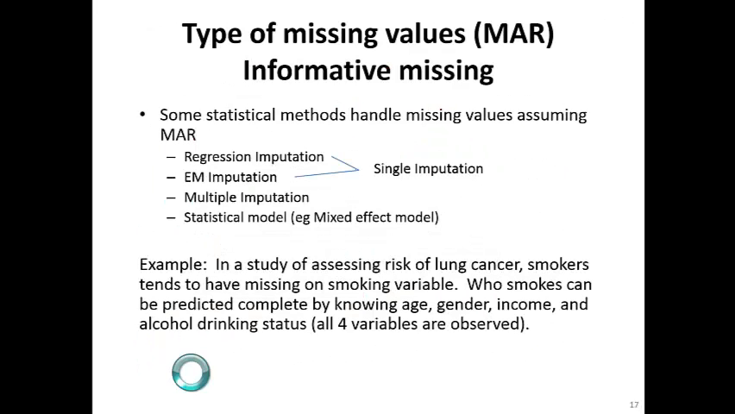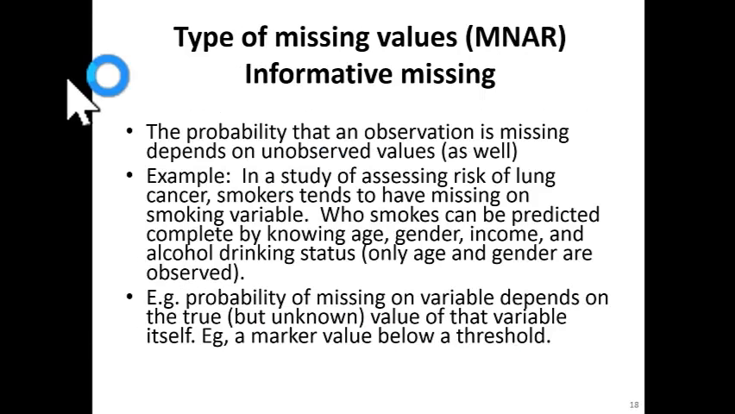at random. For example, in a study of risk of lung cancer, smokers tend to have missing on the smoking variable. Who smokes can be predicted completely by knowing age, gender, income, and alcohol drinking status, and all four variables are observed. Whereas missing not at random happens when the probability that an observation is missing depends on unobserved values.